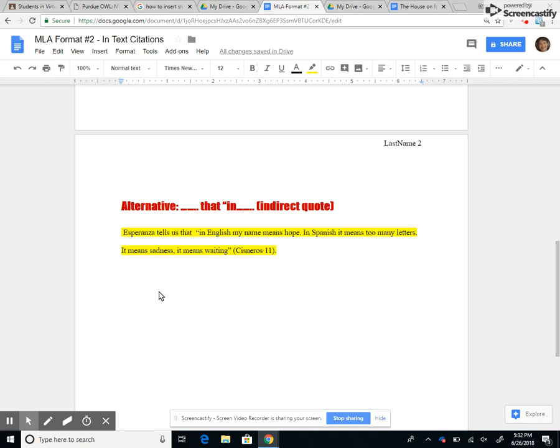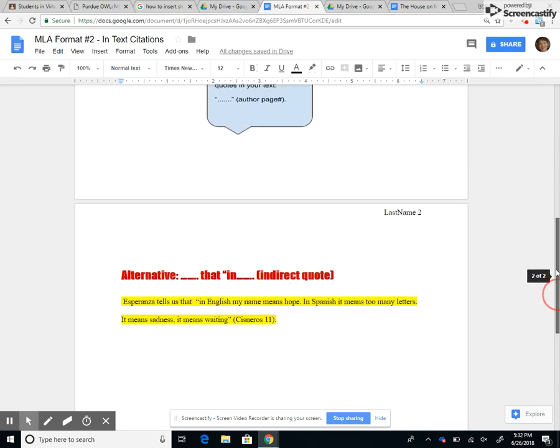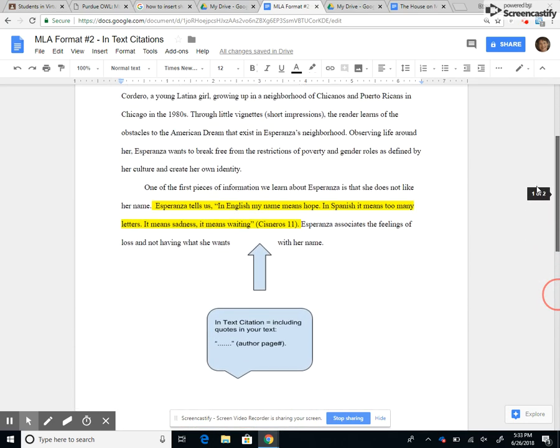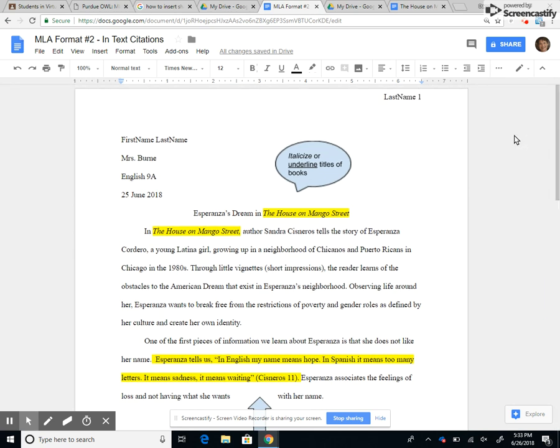So as an indirect quote, this same sentence would look like this. Esperanza tells us that, no comma, quotation marks, lowercase I. In English, my name means hope. In Spanish, it means too many letters. It means sadness. It means waiting. And then again, parentheses, Cisneros, page number, parentheses closed, period at the end. So this gives you two ways of incorporating quotes into your text, into your writing, and this is called in-text citations, and I hope that this will help you.